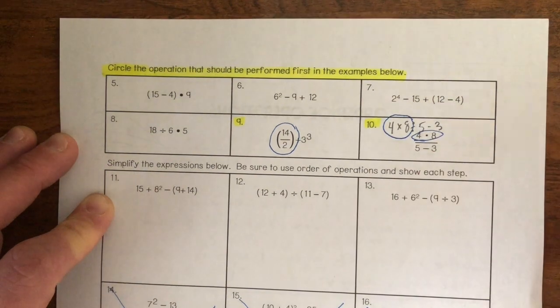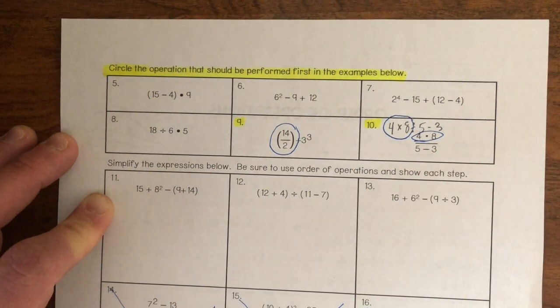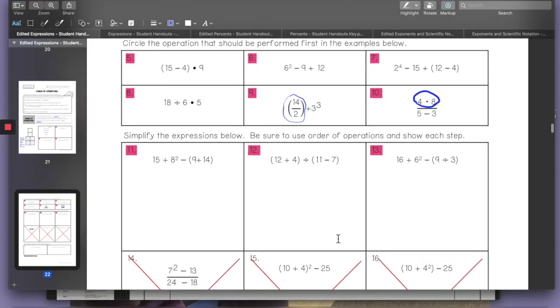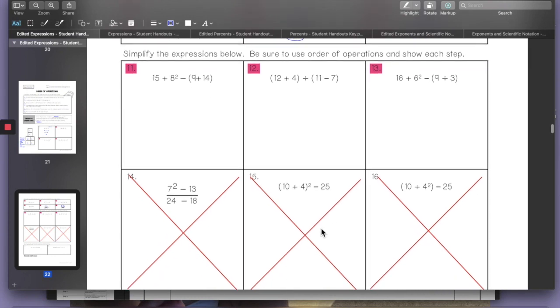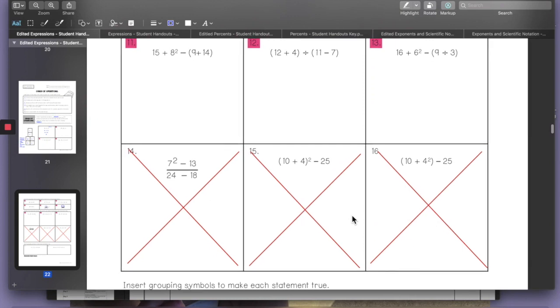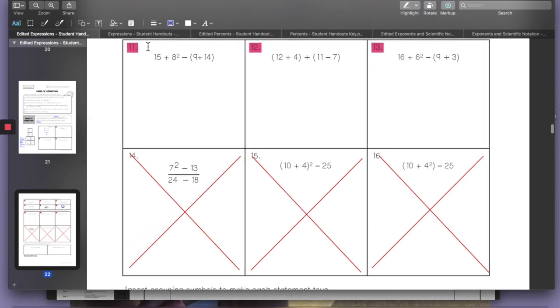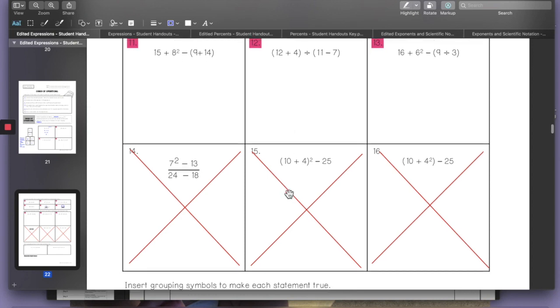I've eliminated some problems here. I eliminated 14, 15, and 16. You don't have to do those. But you will have to do 11, 12, and 13 on Kami or your packet.